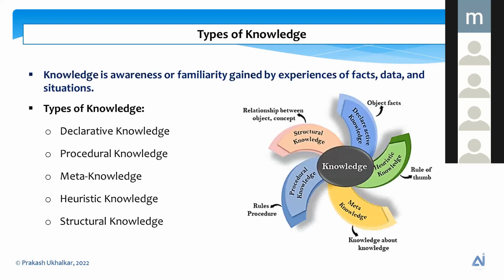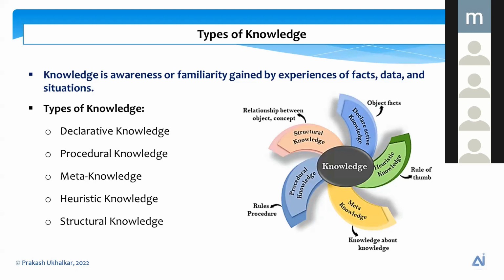Types of knowledge. Now you understood what knowledge means. Knowledge is awareness and familiarity gained by experience: the familiarity gained by experience of facts, data, situations, events, objects, whatever is around you. But what could be the possible types? The knowledge could be declarative, procedural, meta, heuristic, and structural.